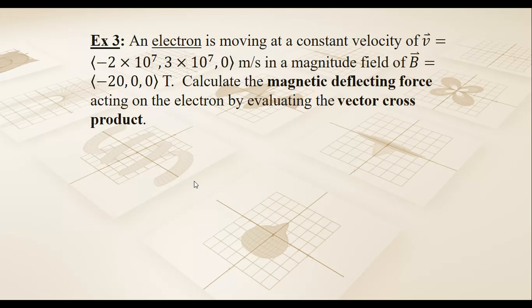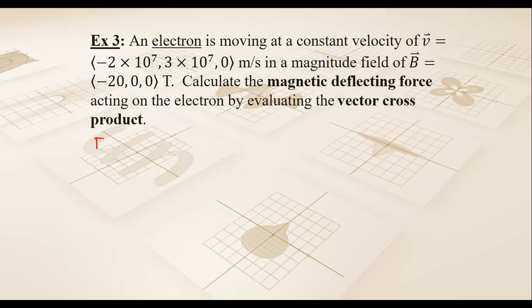And this is actually going to be a lot easier, believe it or not, in comparison to the way we did it in the previous one, where we figured out the magnitude and the direction separately. This is the exact same example problem that we had before. What we want to do is calculate the magnetic deflecting force, and we want to do it by evaluating a vector cross product.